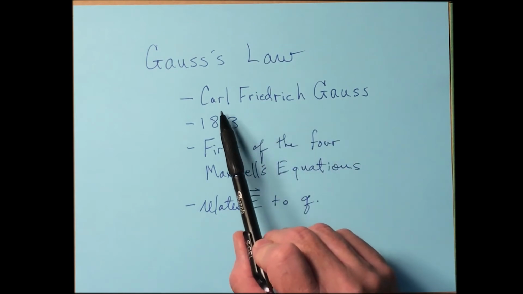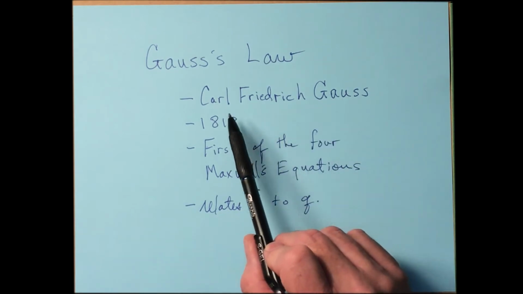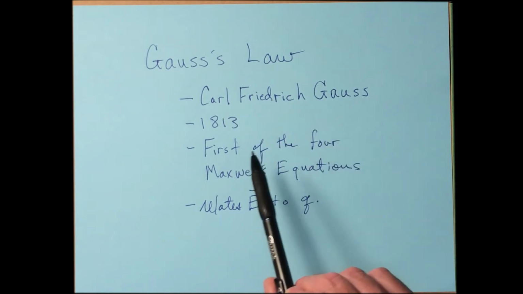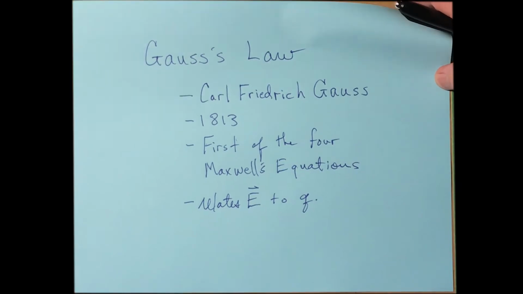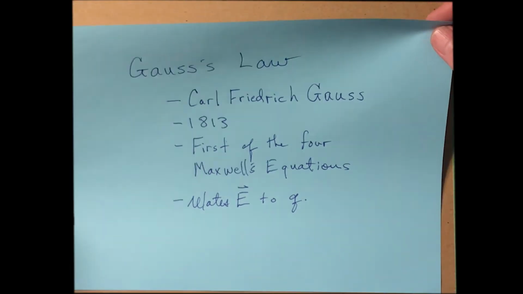The person that is credited with coming up with Gauss's law is Carl Friedrich Gauss in 1813, and there is some discussion about the fact that maybe he wasn't the first one that came up with it. Nevertheless, he got the credit for it.